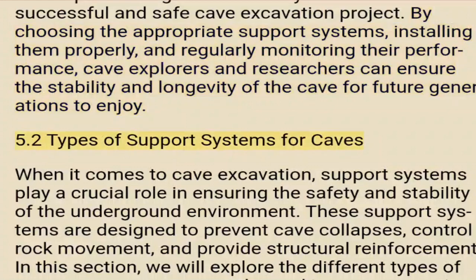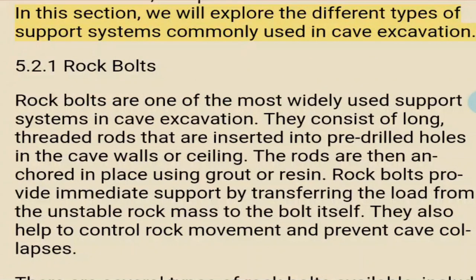5.2 Types of support systems for caves. When it comes to cave excavation, support systems play a crucial role in ensuring the safety and stability of the underground environment. These support systems are designed to prevent cave collapses, control rock movement, and provide structural reinforcement. In this section, we will explore the different types of support systems commonly used in cave excavation.